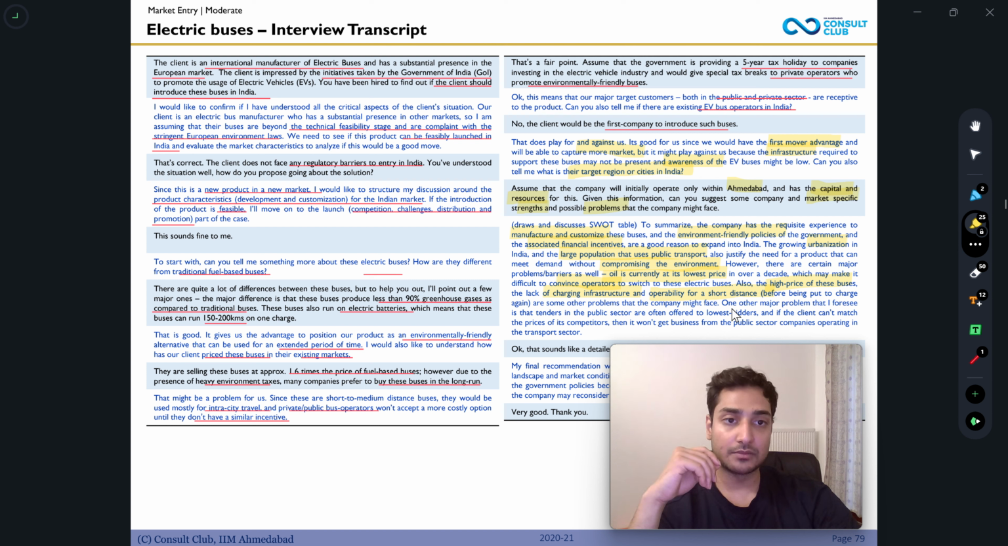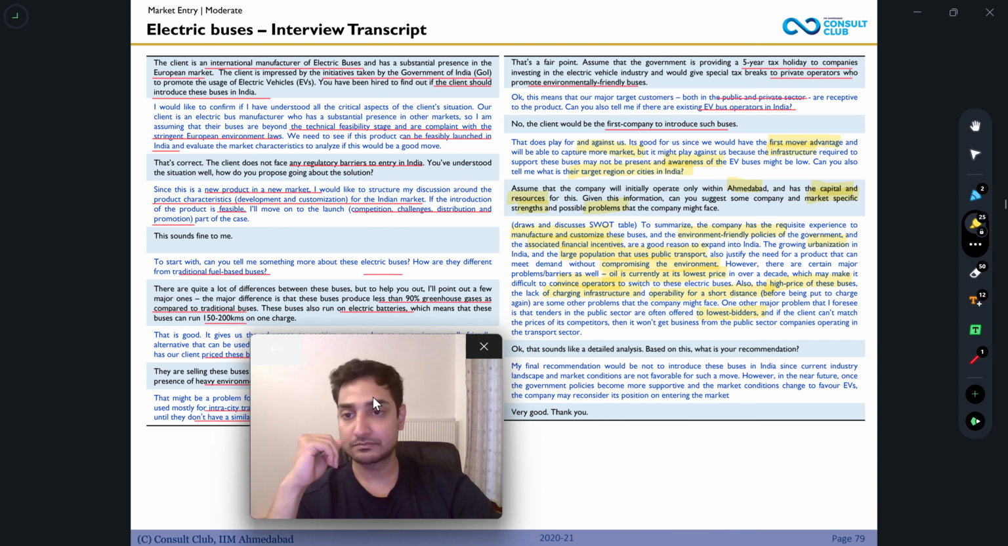One other major problem that I foresee is that tenders in the public sector are often offered to the lowest bidder, and if the client can't match the prices of the competitors, then it won't get business from the public sector companies operating in the transport sector.